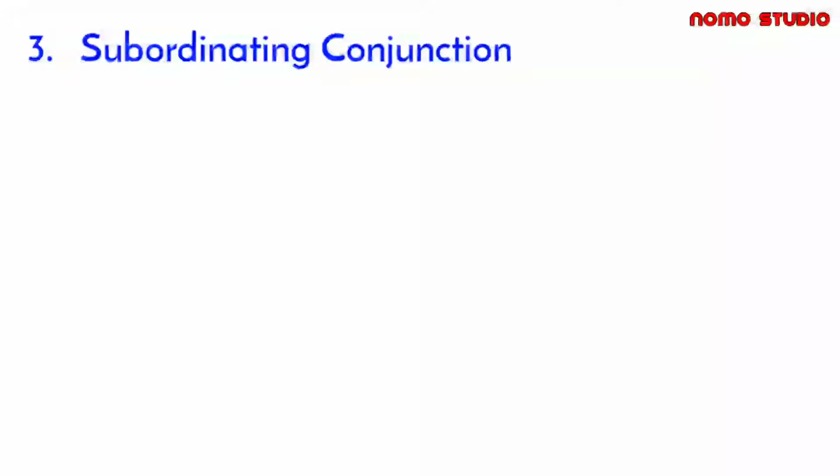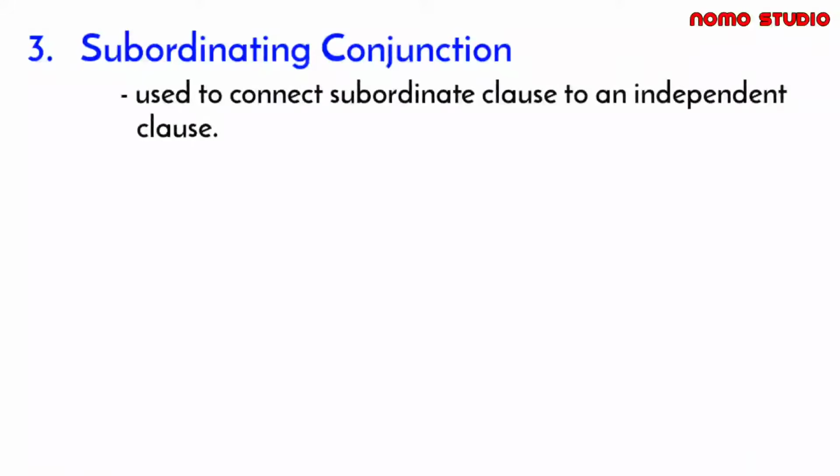Next, we have subordinating conjunction. It is used to connect a subordinate clause to an independent clause. A subordinate clause has a subject and a verb, but it cannot stand alone as a sentence because it does not express a complete thought. In other words, it is merely a complement to add meaning to the whole sentence. An independent clause also has a subject and a verb, and at the same time, it already expresses a complete thought, even without the subordinate clause. In short, it already makes sense by itself.